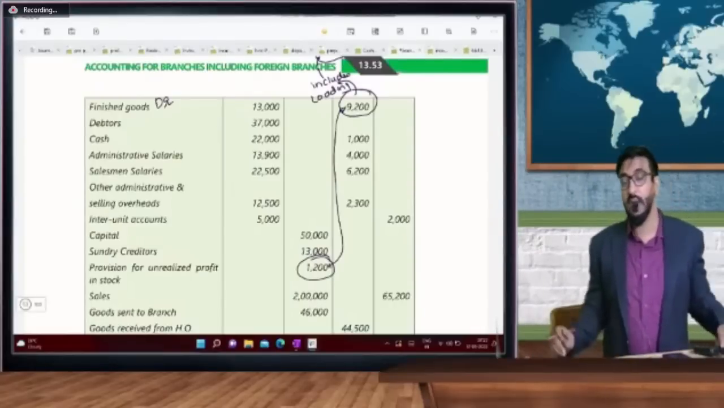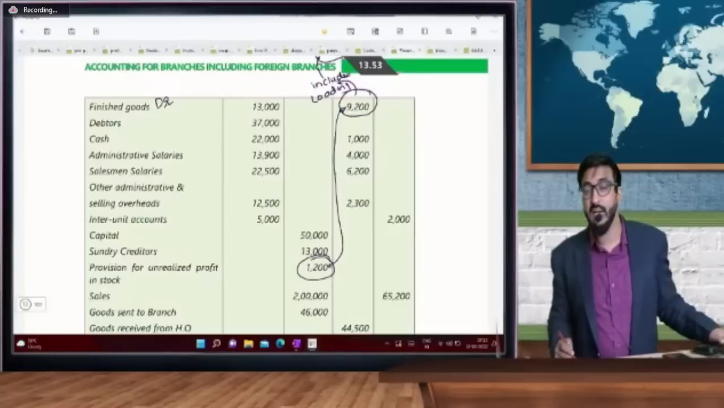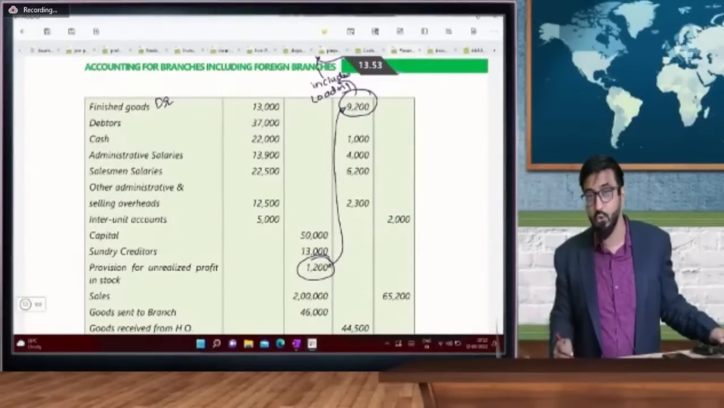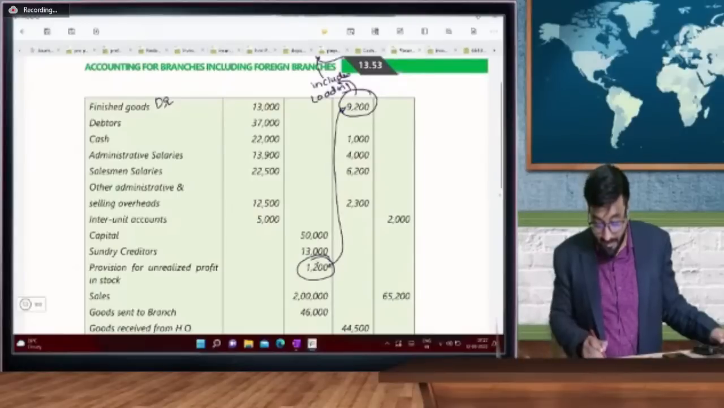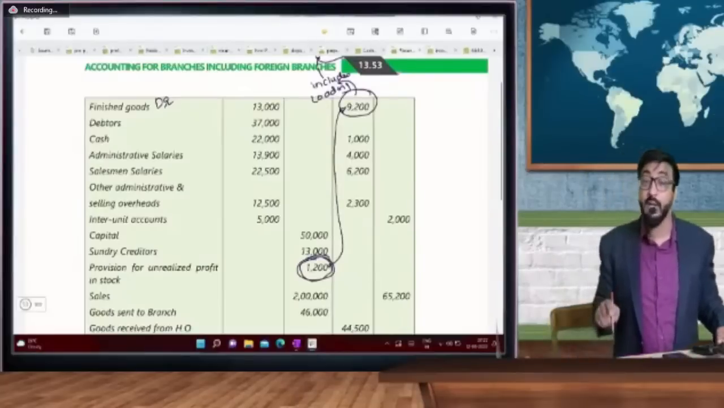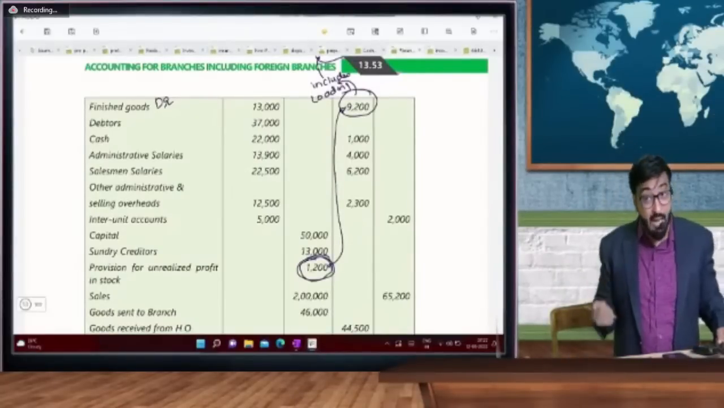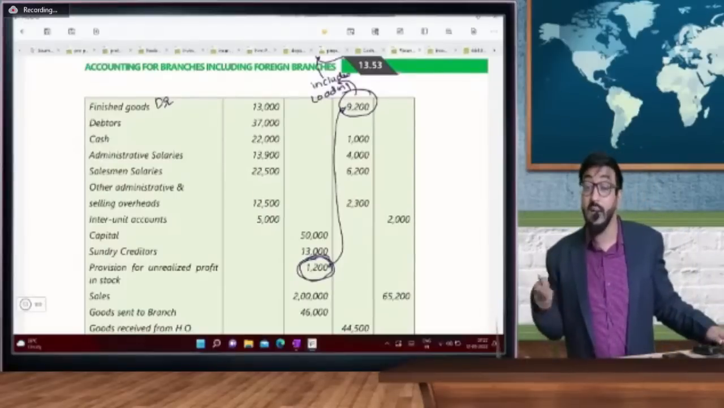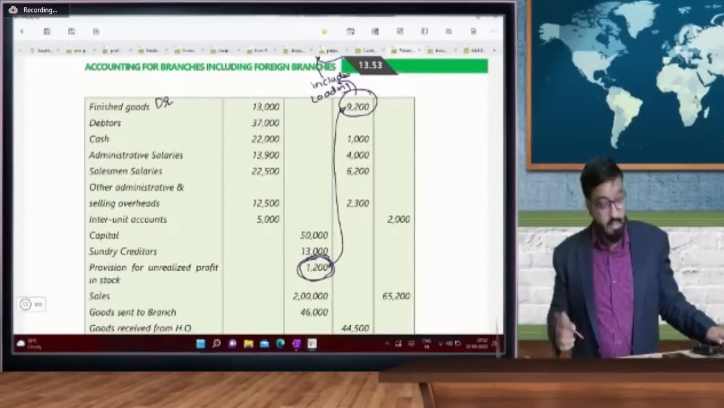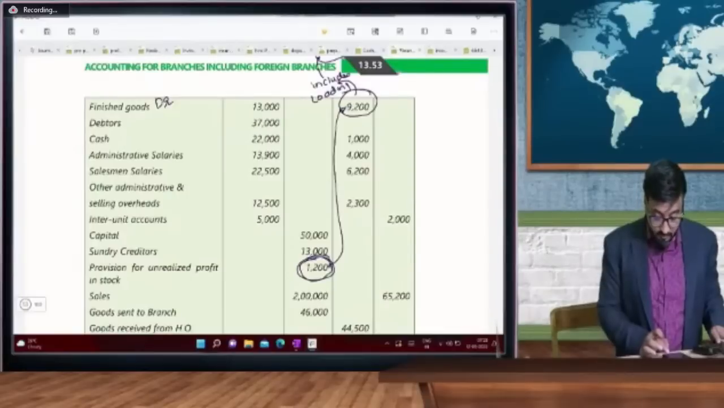So first concept is that unrealized profit, provision for unrealized profit on closing stock and opening stock. So here it is opening stock. Opening stock has a debit balance and its unrealized profit has a credit balance. But remember, profit is cancelled by HO on opening stock of branch. So branch's stock, unrealized profit cancelled by head office. So how many of you understood this?